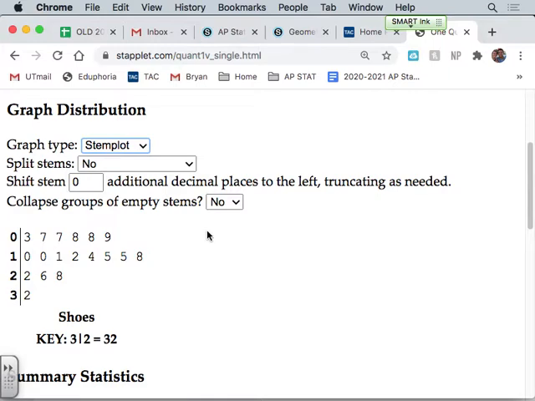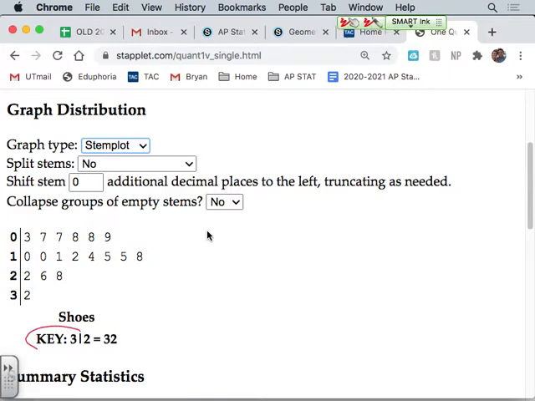Like the dot plot, I had to look at my tick marks and say, oh, that was a 7, that was an 8. I can immediately see there's two 7s, two 8s.